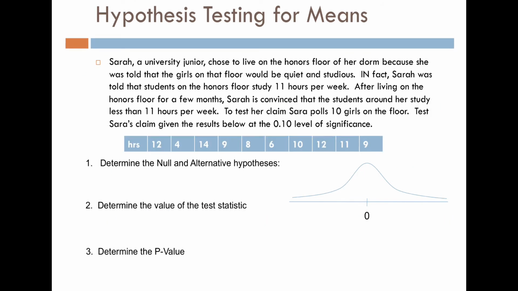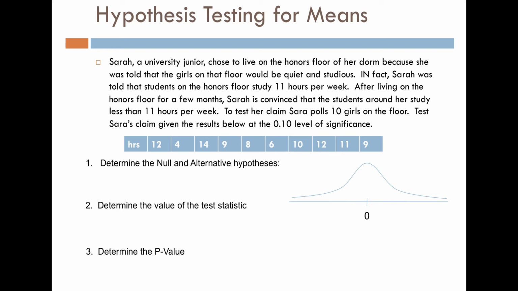Let's look at another example. Sarah, a university junior, chose to live on the honors floor of her dorm because she was told that the girls on her floor would be quiet and studious. In fact, Sarah was told the students on the honors floor study 11 hours per week. After living on the honors floor for a few months, Sarah is convinced that the students on her floor study less than 11 hours per week. To test her claim, Sarah polls 10 girls on the floor. Test Sarah's claim, given the results below at a 10% level of significance.